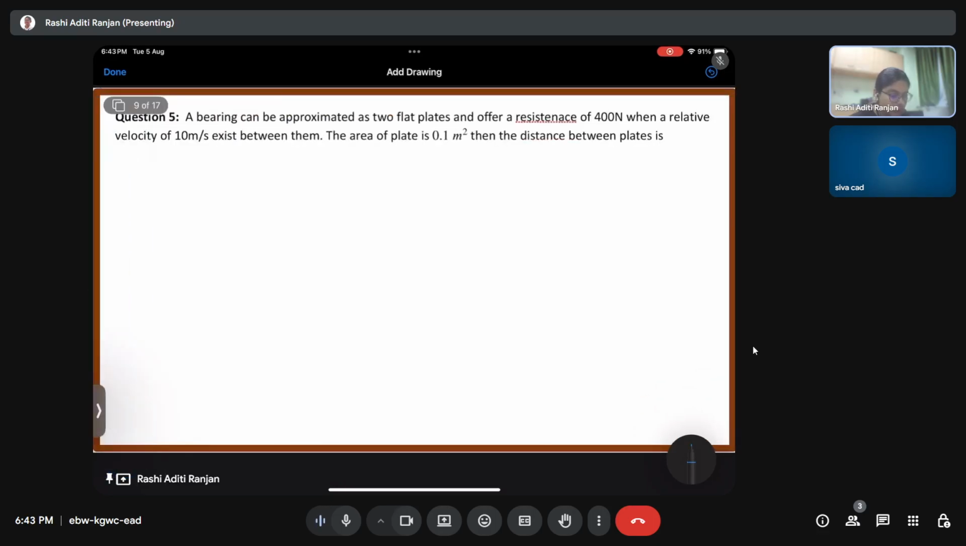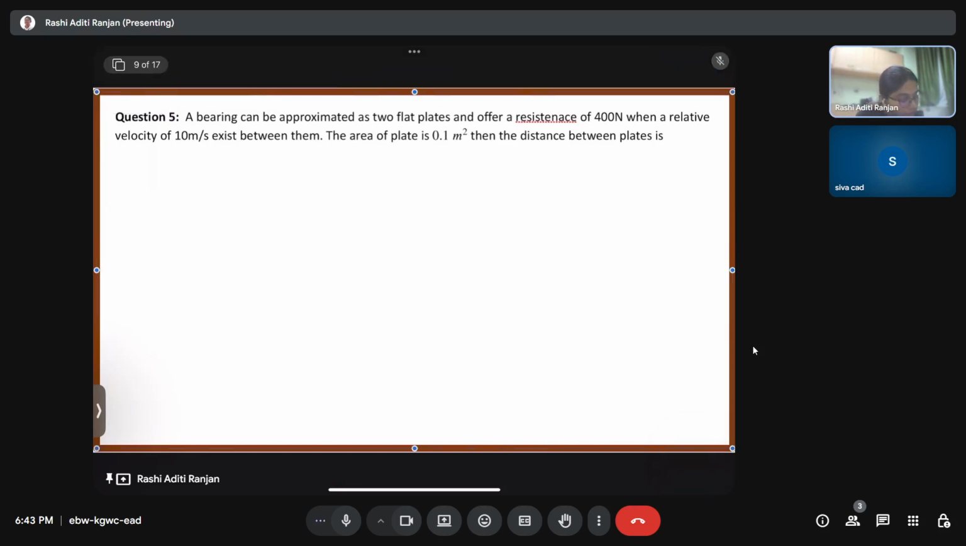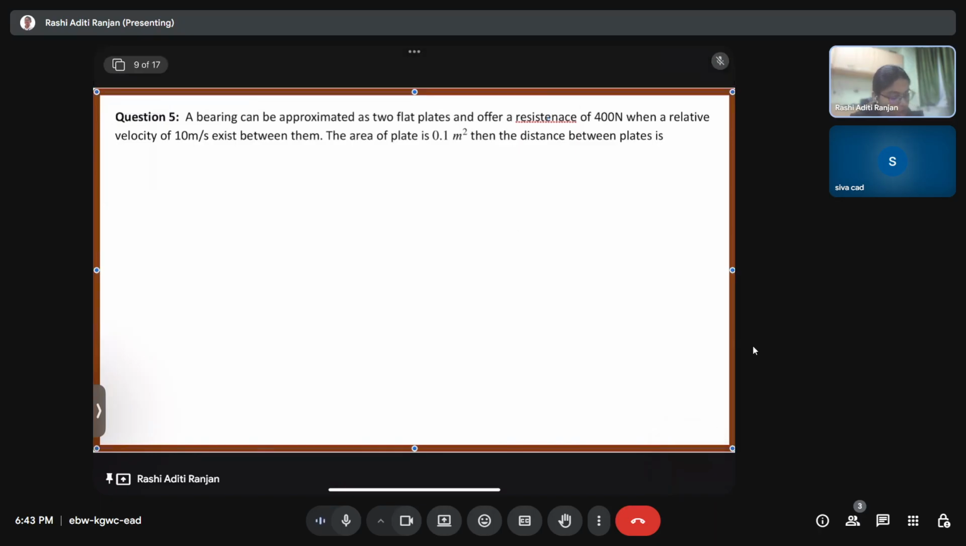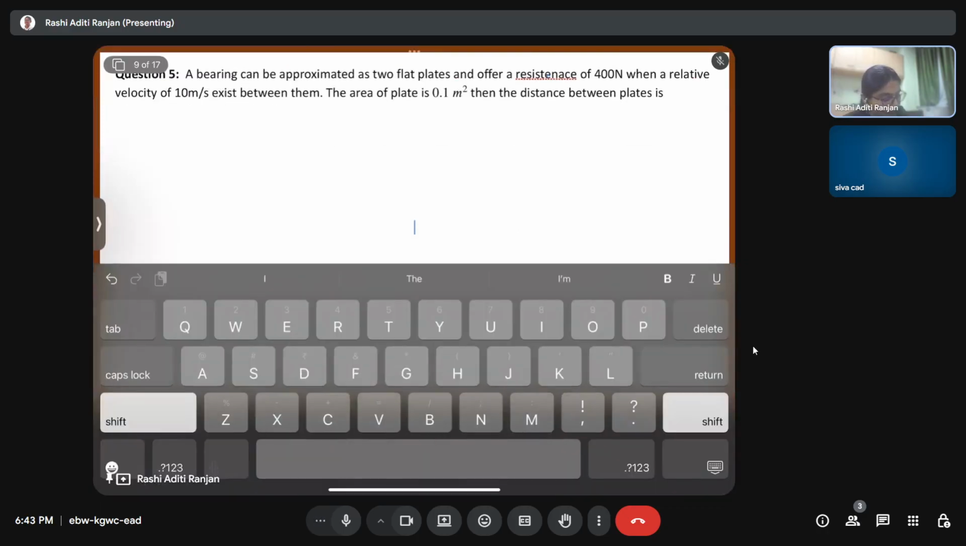Now we'll come to question number 5. A bearing can be approximated as two flat plates. So this is basically related to the viscous damping part, right? We discussed that.